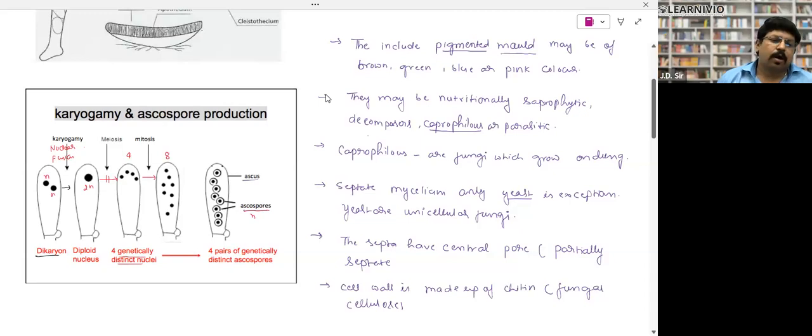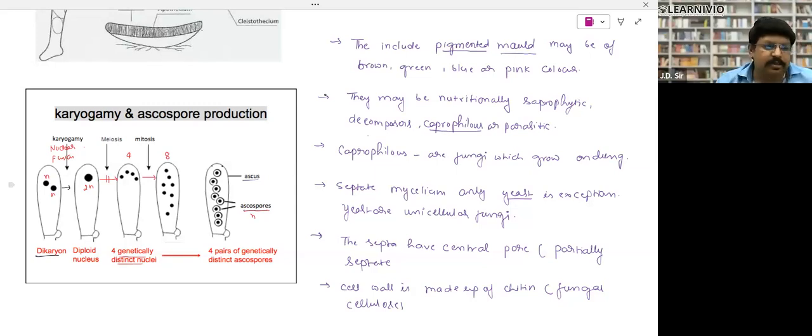Look how the ascospore formation takes place. First thing, formation of ascospores takes place through sexual reproduction. Two hyphae fuse, and after fusion of two hyphae, two nuclei come close. This is called dikaryotic stage or dikaryon. Two nuclei come close, nuclei fuse. Fusion of nuclei is called karyogamy. Karyo means nucleus, gamy means fusion or marriage, right? Nuclei fuse. They form a diploid nucleus.